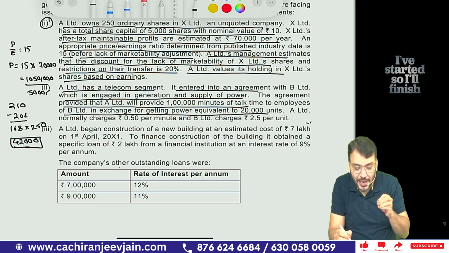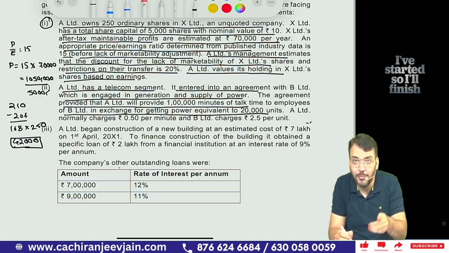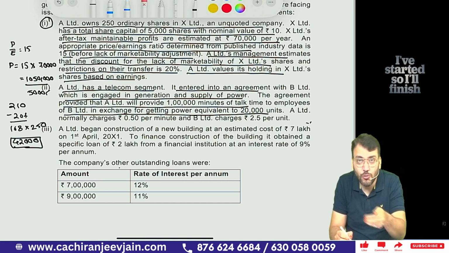You can see from the A Limited point of view, they are supplying what? They are supplying 1 lakh minute talk time. It means, can you say they are supplying their goods or services? So it is a question of what? Revenue recognition from the point of view of A Limited.